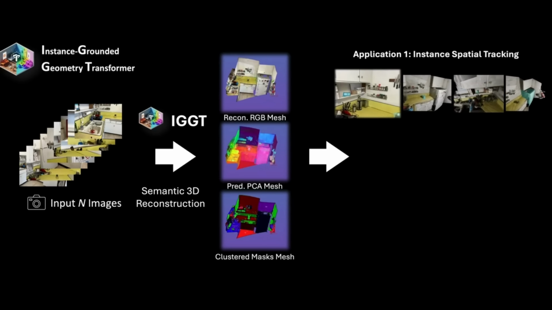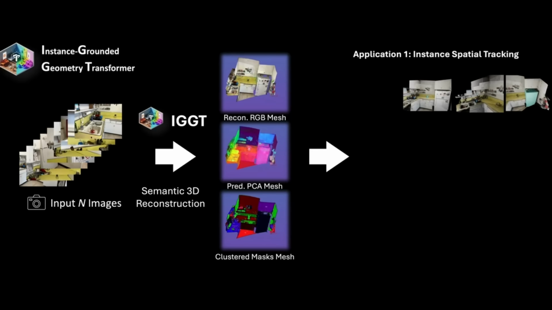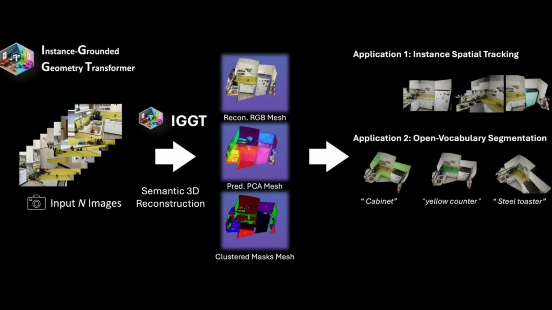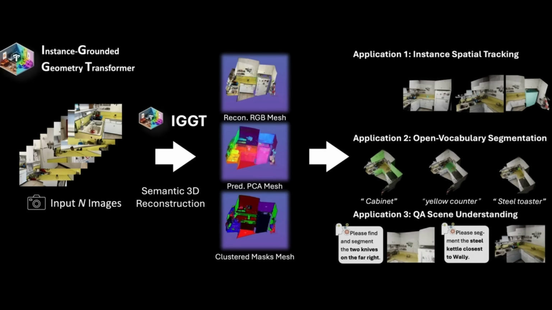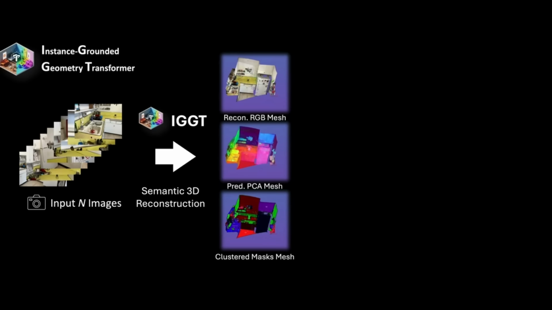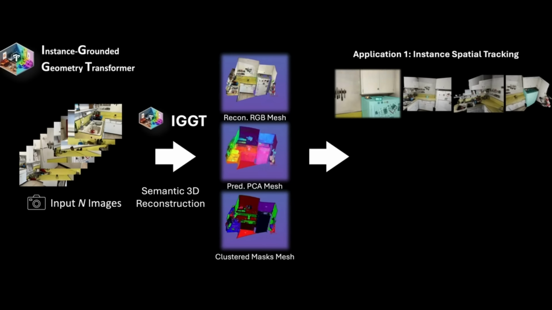So what you get from that is not only can you generate an interactive 3D scene from it, but you can also prompt it to select a certain item in the scene, such as a cabinet or the yellow counter, or the toaster, and because it understands objects and shapes in the scene, it's able to accurately identify and segment the object that you prompted.